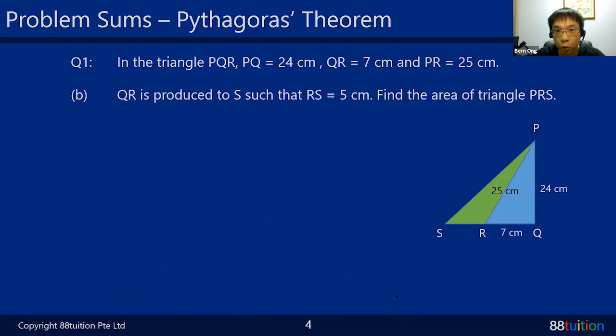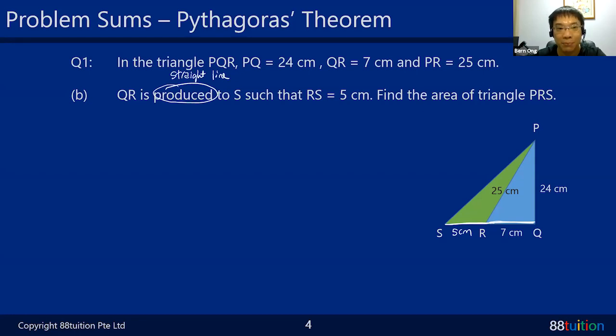Here they say that QR is produced to S. QR is this length here. Can you see the white color line? Produce means it's extended out. If they use the word produce, extended out, it means that it is a straight line. Such that RS down here is 5 cm. You're supposed to find the area of PRS. You're supposed to find the area of the green color one.